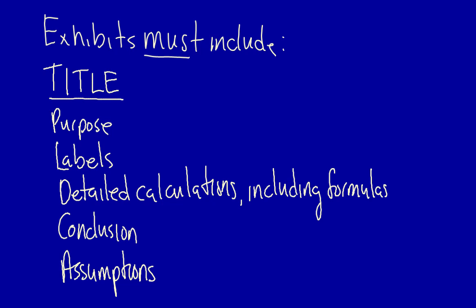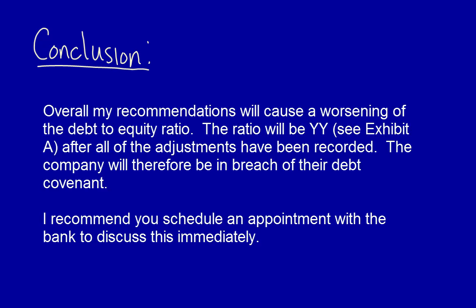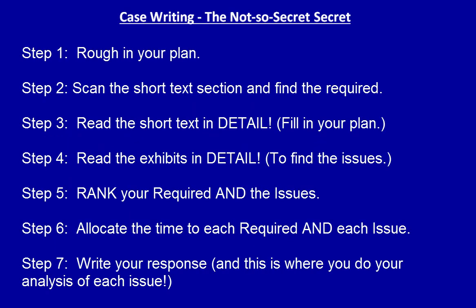Once you finish that, go back to the big picture and make a concluding statement. For instance, you might say something like, my recommendations indicate that the debt-to-equity ratio is going to worsen to YY. See Exhibit A. I recommend that you immediately book an appointment with the bank so that you can discuss alternatives with regards to your loan. That's it, the basic steps for analyzing a case. Remember, you have to apply these steps while you are practicing cases so that it becomes second nature for you to use them while writing exams.